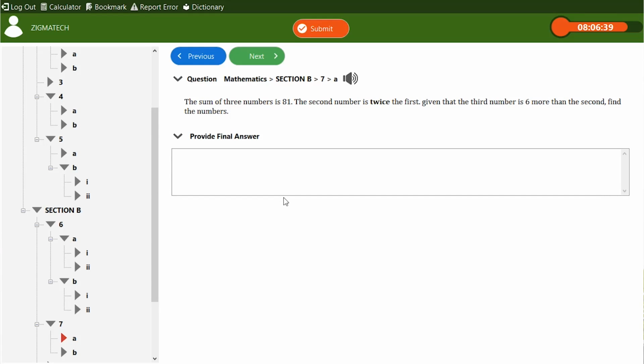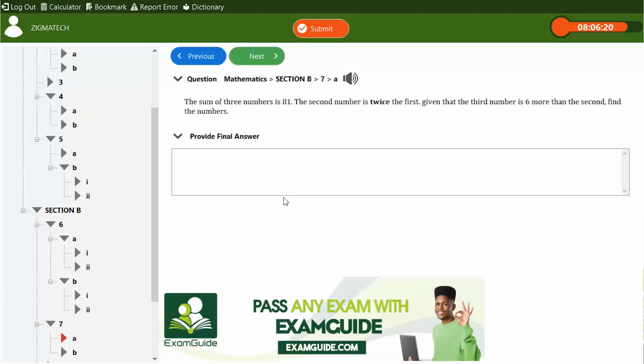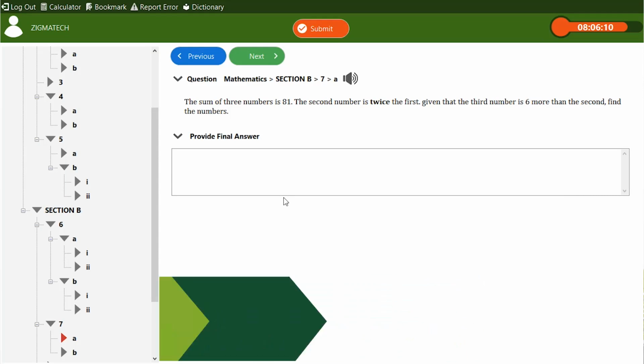A, the sum of 3 numbers is 81. The second number is twice the first, given that the third number is 6 more than the second. Find the numbers. And this is a point that most of you are always not interested in solving. But most of the times you find out that it's the cheapest to handle. So how do we do this?